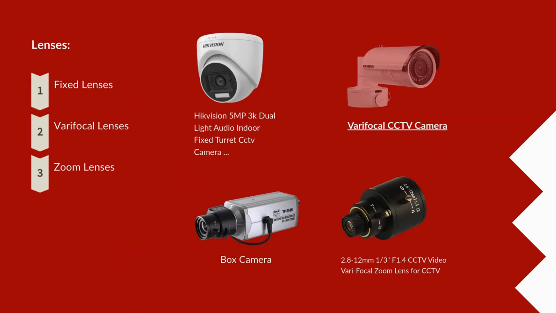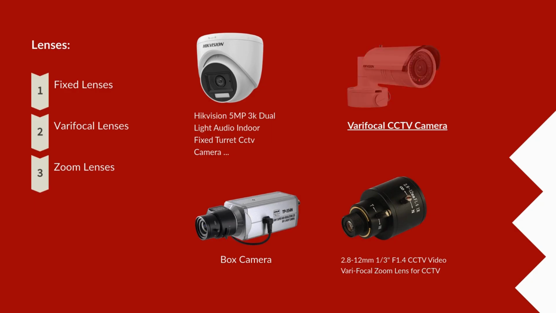Then we have lenses, types of lenses. We have a fixed lens. Let me explain. Fixed lens means that if you're buying the camera, you look at the label, they write 4mm. The 4mm is the size of the lens. It's fixed. You cannot change it. You cannot come down to 2mm. You can't go above 4mm. It's 4mm. So the typical dome camera ideal lens size is 2.8mm.